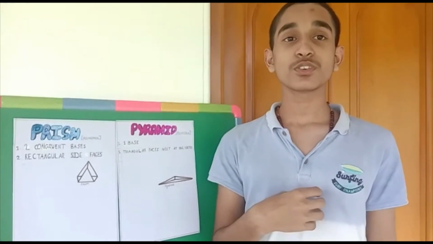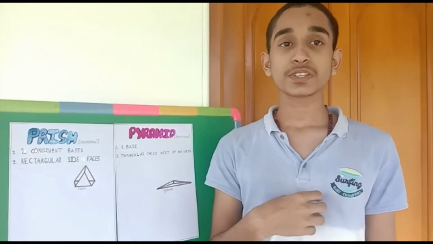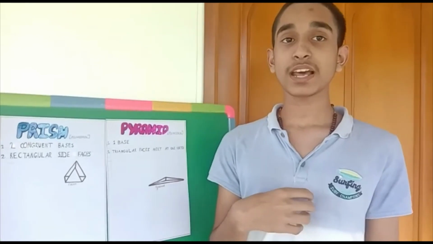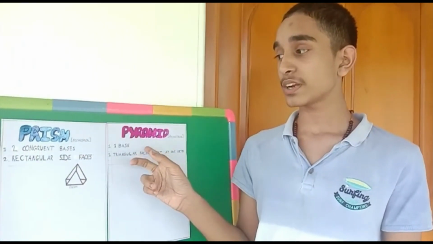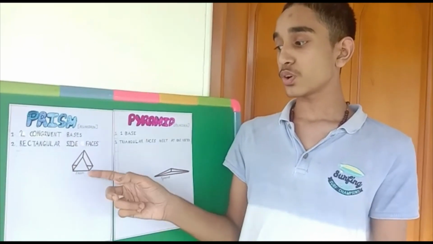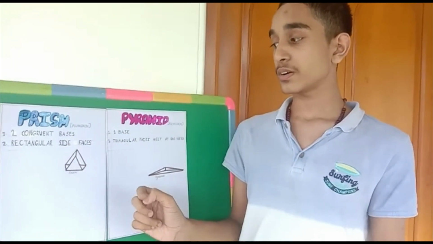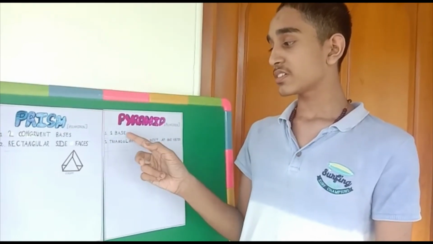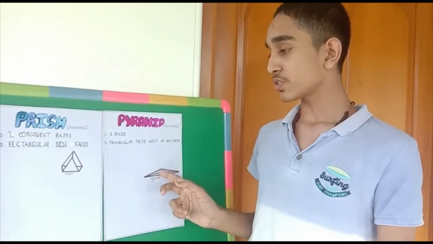Now we are going to discuss the difference between prism and the pyramid. Before that, there is one similarity between prism and pyramid: these two are polyhedrons. But there are two main differences. In a prism, there are two congruent bases, as you can see in the figure. But on the other hand, in a pyramid, there is only one base, as you can also see in this figure.